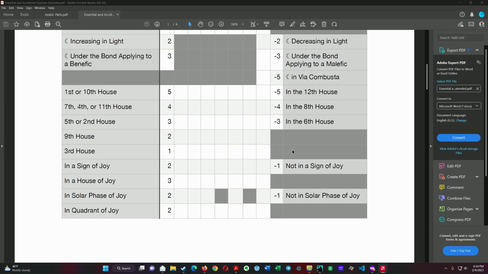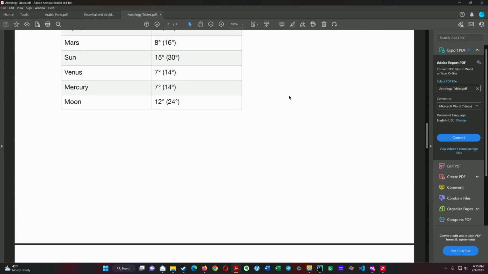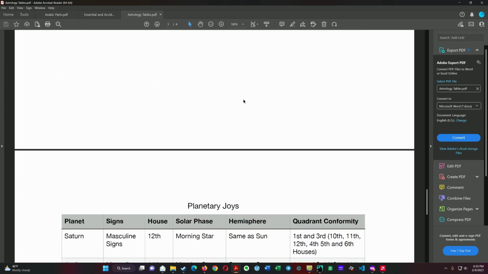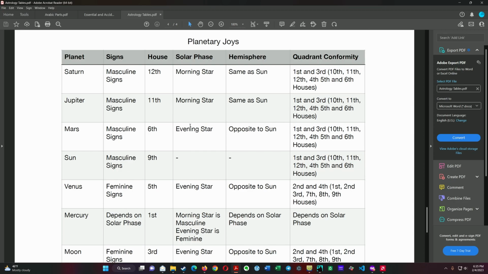Now, the house of joy: every planet has a house of its joy. Okay, I've got some astrology tables here. There are orbs of the planets, there's speed of the planets, which is insanely important. I might do a video on that. Here we go, planetary joys.